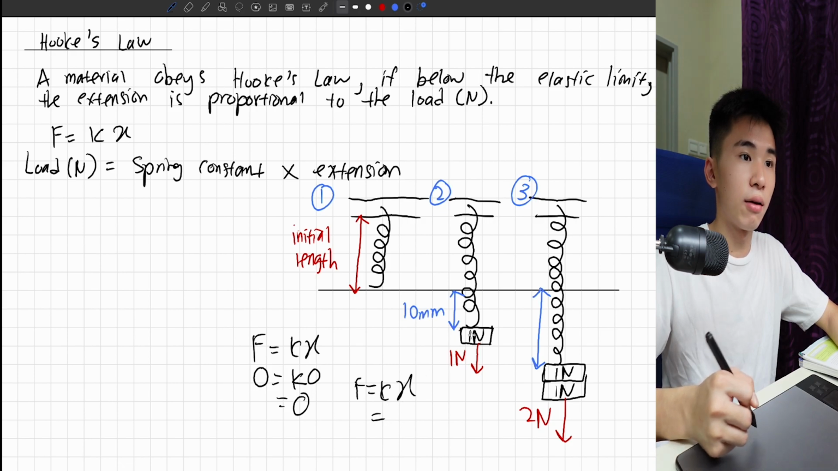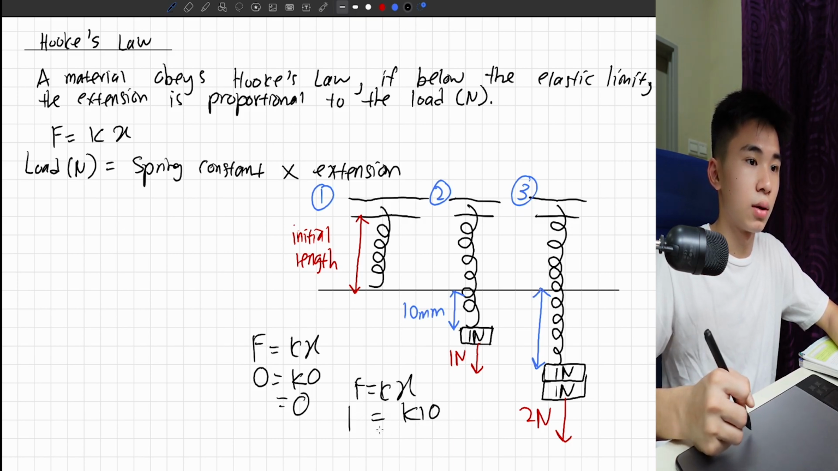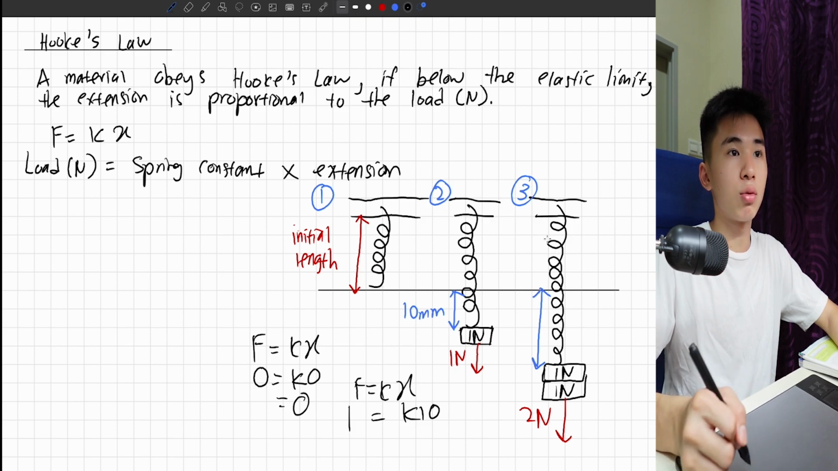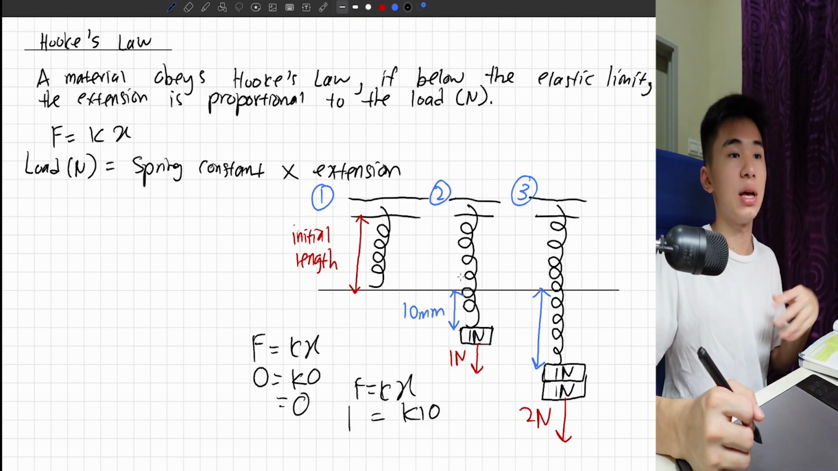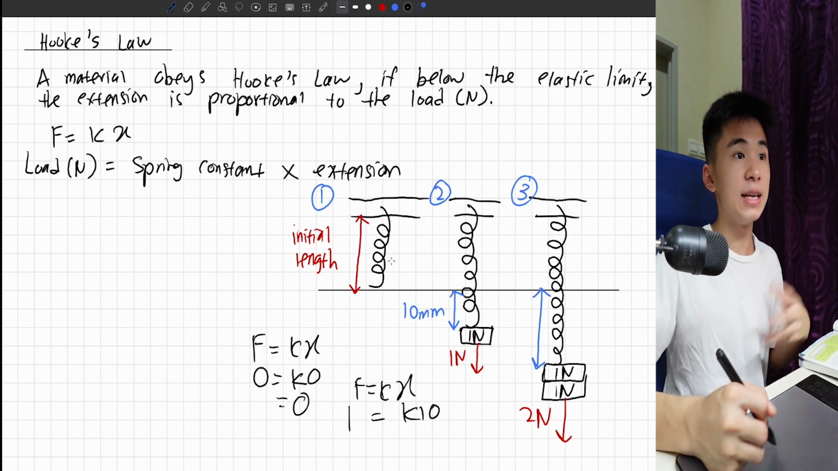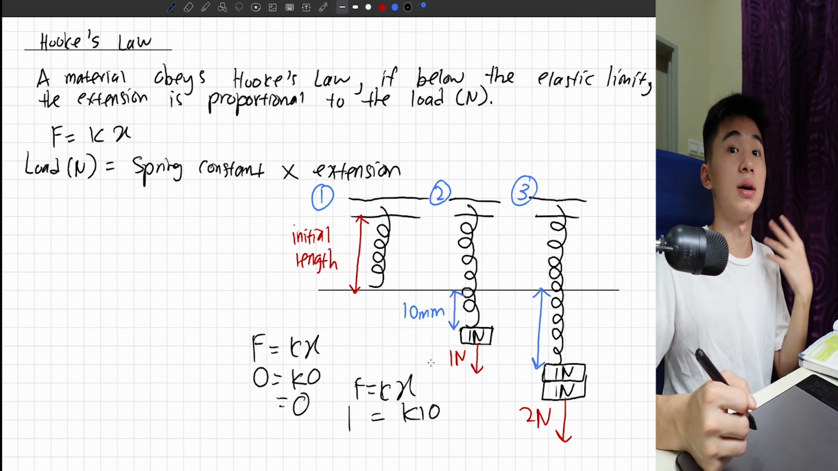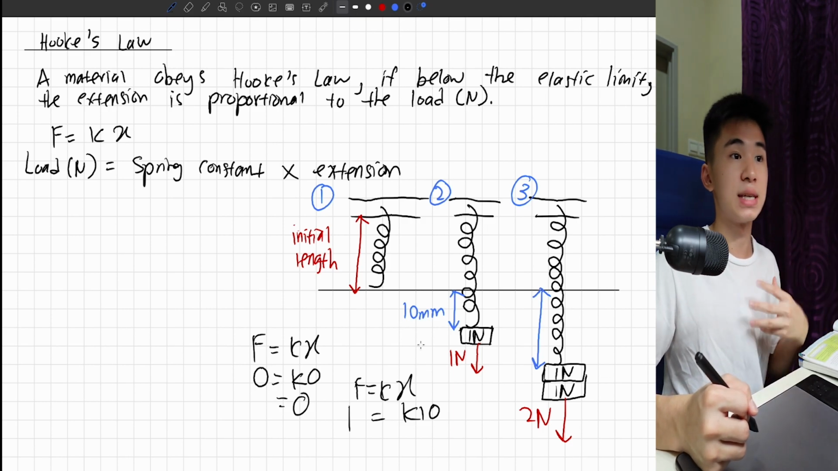So right here we have the extension, which is 10 millimeters, the k, and the F, which is 1. So this 1, 2, 3 diagram is the same spring, it's just that I add different weights in it, so we have different extension. It is the same material, it is the same spring. So which means we have the same constant, right? The same constant.